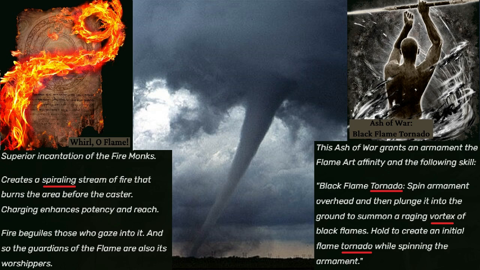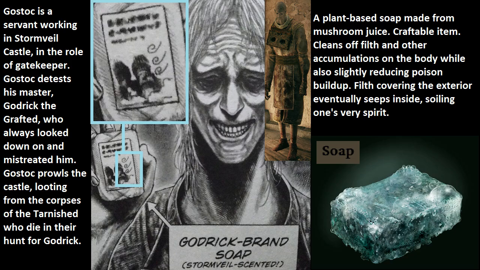The Black Flame Tornado skill creates a vortex of black flames. It creates the fire tornado while spinning the armament. Flame, Cleanse Me displays how fire is a way to alleviate buildup of poison and scarlet rot. Another method for alleviating the buildup of poison and rot is by using soap. Soap is made from melted mushrooms. Within the manga Road to the Erdtree, Gatekeeper Gostoc gives the main character soap. On the packaging, there are 3 spirals.